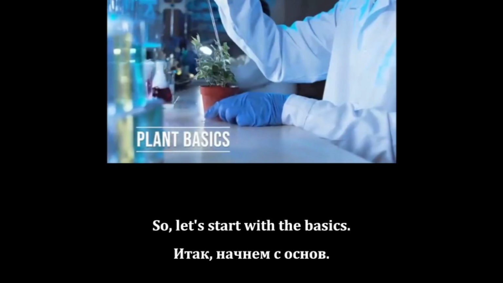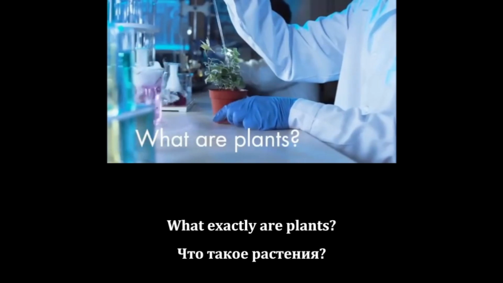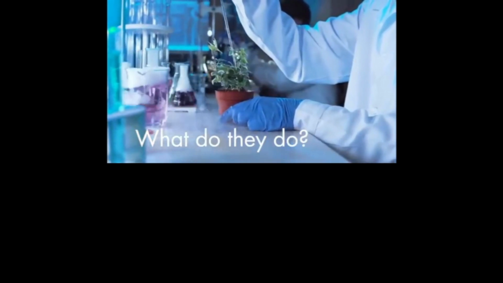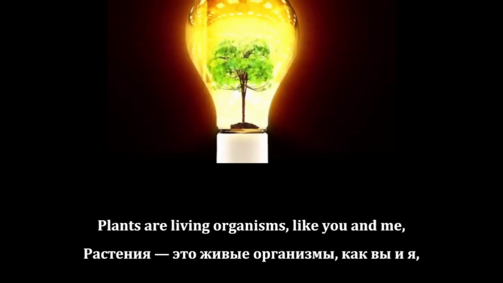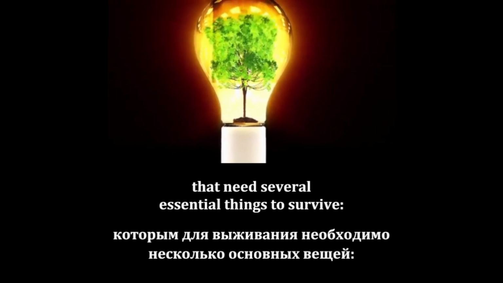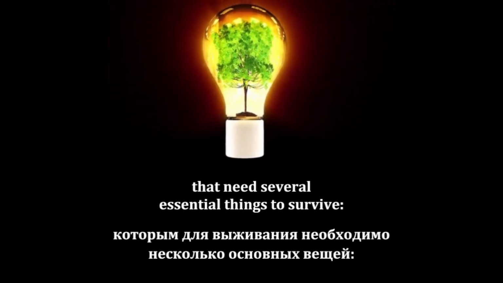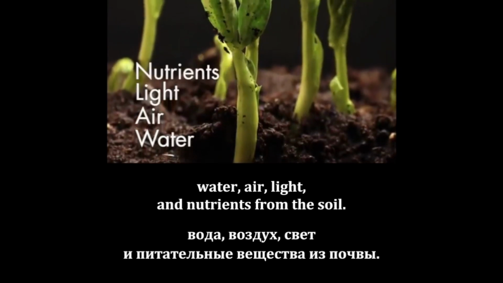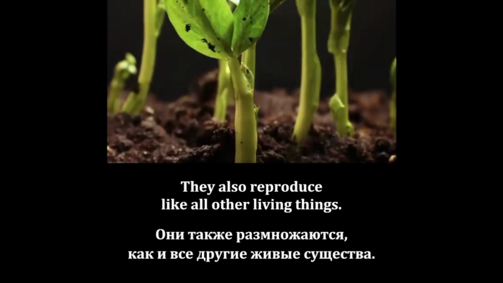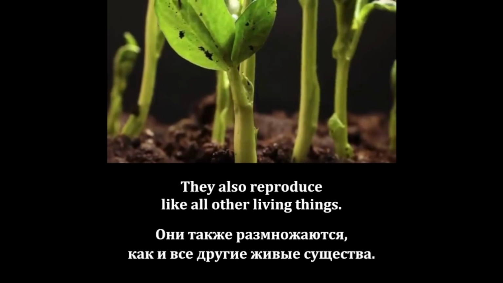So let's start with the basics. What exactly are plants? What do they do? And what are they made of? Plants are living organisms like you and me that need several essential things to survive: water, air, light, and nutrients from the soil. They also reproduce like all other living things.